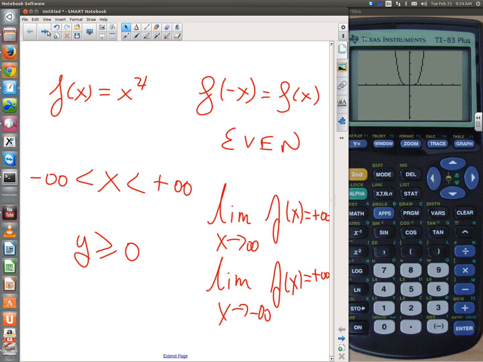As x goes to +infinity, y goes to +infinity. As x goes to -infinity, y goes to +infinity. These are positive, that's negative. Those are x's. That's f of x. The y is the f of x. As x approaches positive infinity, y approaches positive infinity. As x approaches negative infinity, y approaches positive infinity.